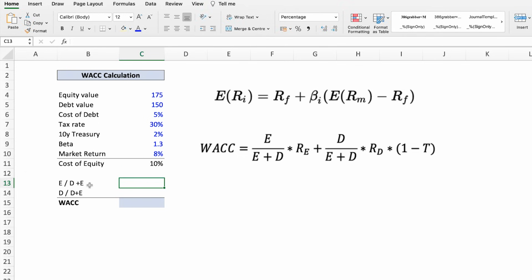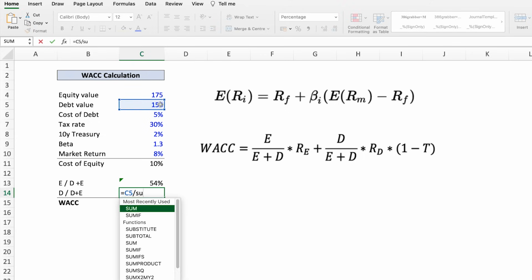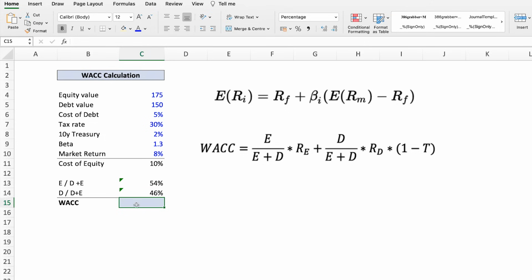Then here we want to actually get the proportions of the equity and the debt amount, so these 2 things over here. For the equity, that's just the total equity value over the sum of the debt plus equity, right? So these 2. Okay. And then for this one here, it's the same thing, but the opposite side. So the debt over the sum of the debt plus equity. So these 2. Okay, so you've got both percentages, and now we can actually get to the WACC.